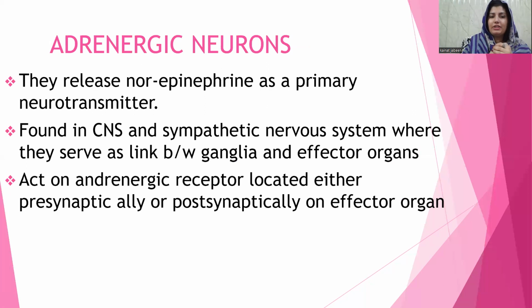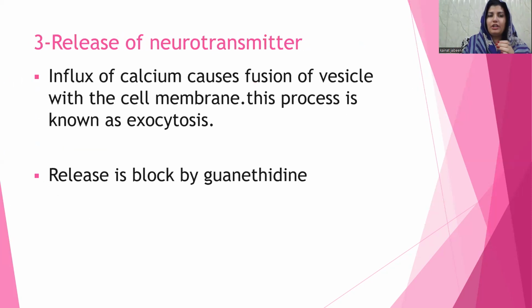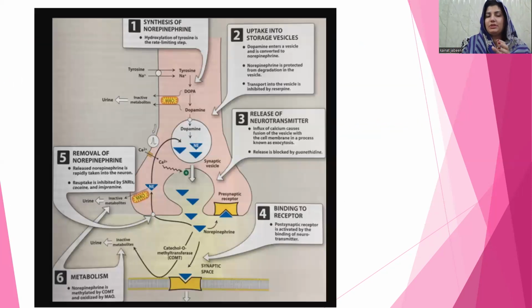Next thing about adrenergic neurons is their neurotransmission. How will neurotransmission happen? The first step in this one is the synthesis. So first of all, norepinephrine has to be formed, then it will be stored in the vesicle, then it will be released, then bind to the receptor, and after binding, it will provide the action, and then removal will happen. Now move to the diagram. It will be easy to understand.